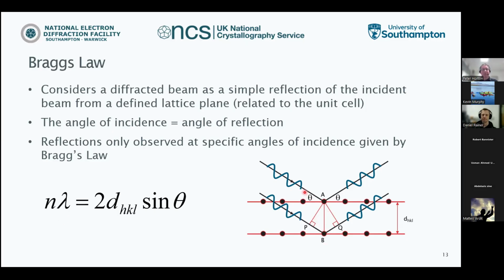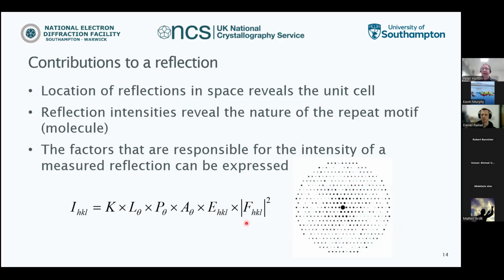Basically, we need a path difference and interference patterns, and we only observe them when this distance is the same as one wavelength or two wavelengths, or an integer number. Simple. Now, each reflection, where it is in space, tells us information about the unit cell. So very quickly, with a couple of images, we should be able to get information to say exactly what the unit cell is. Those six dimensions are the three lengths and three angles.